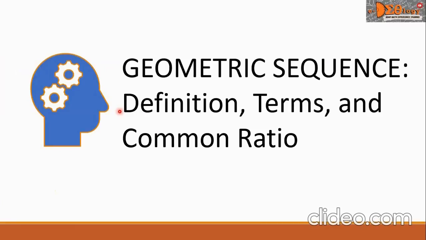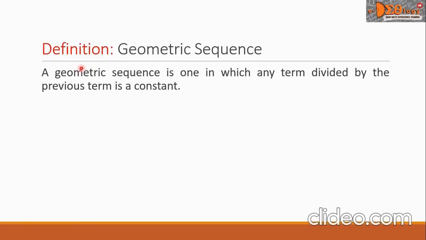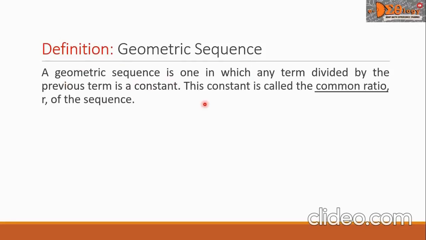Hi everyone. Today we're going to study definition, terms, and common ratio of a geometric sequence. Let us define geometric sequence. A geometric sequence is one in which any term divided by the previous term is a constant. This constant is called the common ratio, denoted by R, of the sequence.